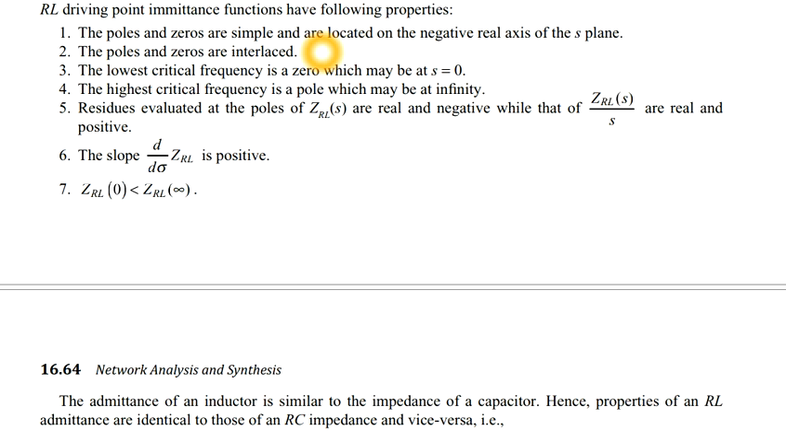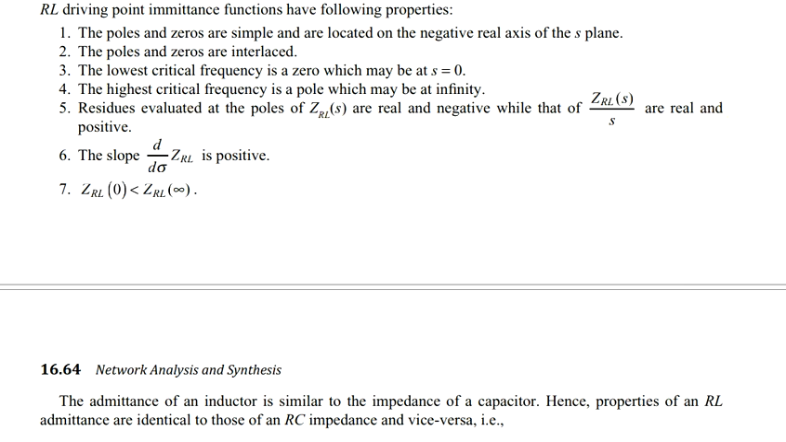They are alternative. Fine. And the lowest critical frequency is a 0, which may be at S equal to 0, right? But there for RC function it should be a pole, and the highest critical frequency is a pole which may be at infinity. Then the residues evaluated at the poles of RL function are real and negative, while that of ZRL by S are real and positive.